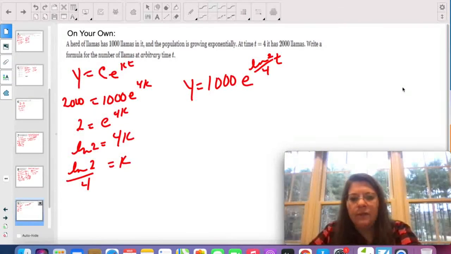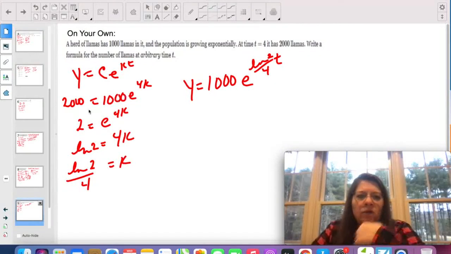So all they ask us in this one is to come up with an arbitrary formula. So we know the initial population of llamas is 1,000, so that would be our C value, our initial population. They tell us at time t equals 4, we have 2,000 llamas, so 4 will be your t value and y will be 2,000. I plug that into the equation as well. And then I'm going to divide 2,000 by 1,000, giving me 2. And that still gives me e to the 4k.